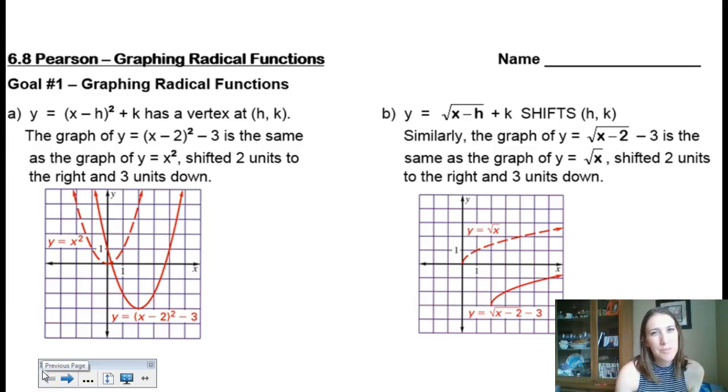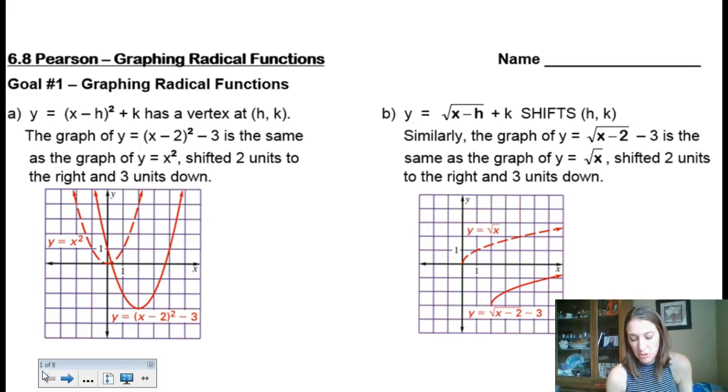So in lesson 6.8, we're going to be looking at the graphs of radical functions. We're going to specifically look at square root radical functions and cube root radical functions. The first part of our notes wants you to think about transformations of a quadratic function. We actually haven't talked about quadratics yet, but earlier in the unit, we talked about the absolute value function and how the h and the k shift the function left and right and up and down. So the same thing's going to happen for a radical function as well.